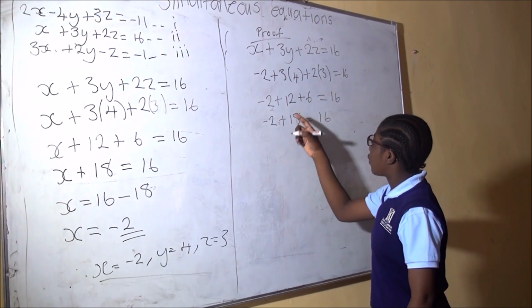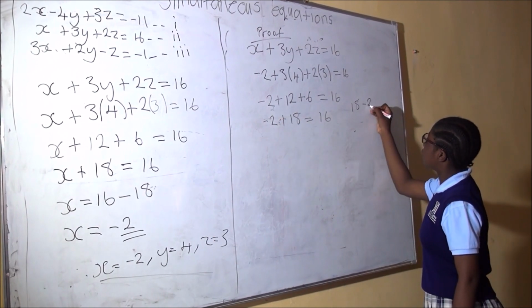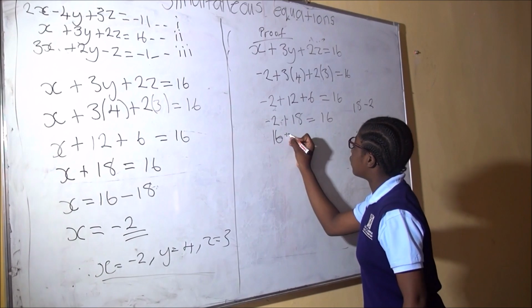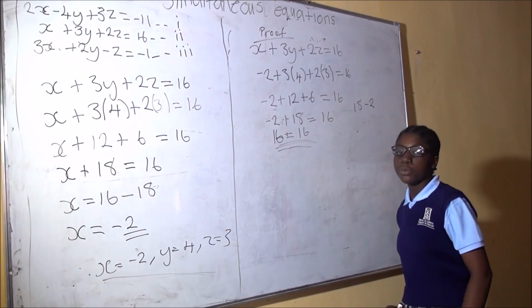When you have such an equation, it's just the same as 18 minus 2. So we're going to have 16. 16 is equal to 16. So our answers are therefore correct.